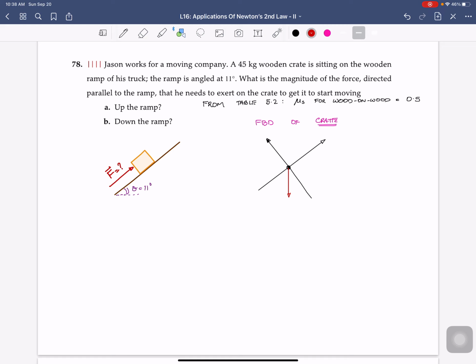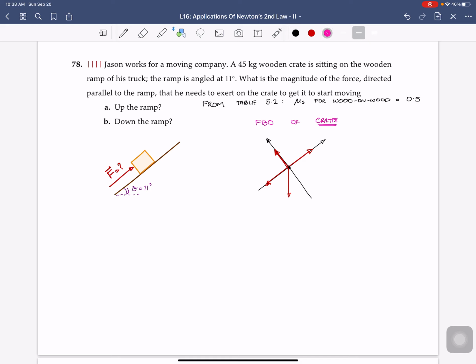There is the normal force acting perpendicular to the ramp. Jason is pushing it up the incline, so there is the force that Jason exerts. And finally, there is friction. The whole idea is for Jason to exert enough force to overcome the force of static friction, so the force acting on the crate when Jason just gets it moving is the maximum force of static friction.